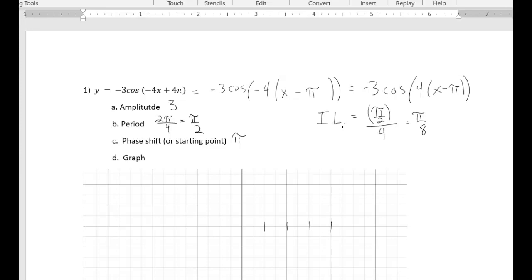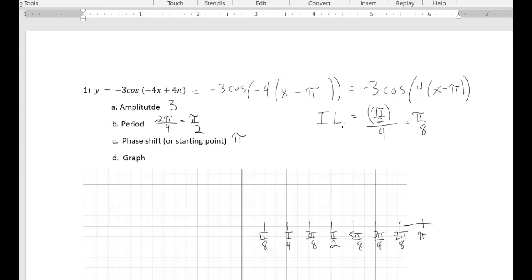So I'm going to count by pi over 8s to scale this thing. So 1 pi over 8, 2 pi over 8, which is pi over 4, 3 pi over 8, 4 pi over 8, or pi over 2, 5 pi over 8, 6 pi over 8, 7 pi over 8, and I need a little more room, 8 pi over 8. Okay, and then all the hard work's done.